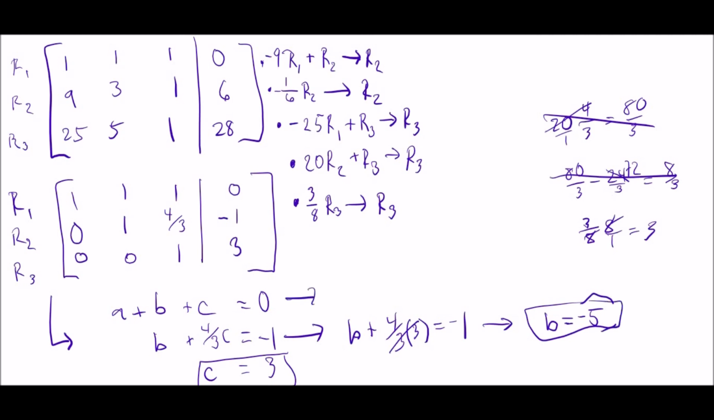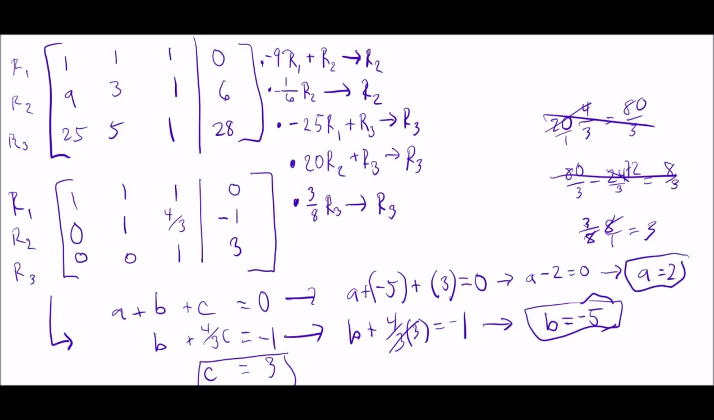So this translates to a. We input plus negative 5 for b plus 3 for c equals 0. That means a negative 5 plus 3 is negative 2, so a minus 2 is equal to 0. That must mean, if I add 2 to both sides, that a is equal to 2.